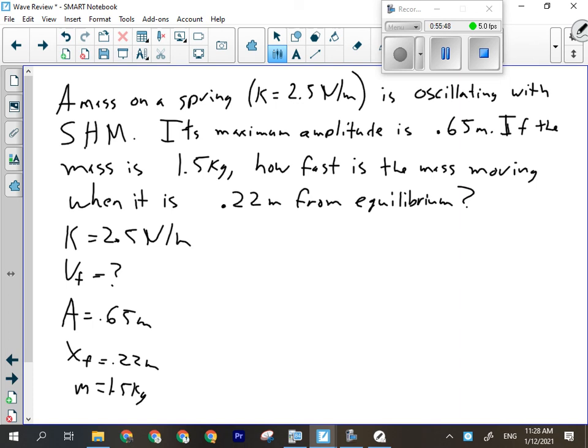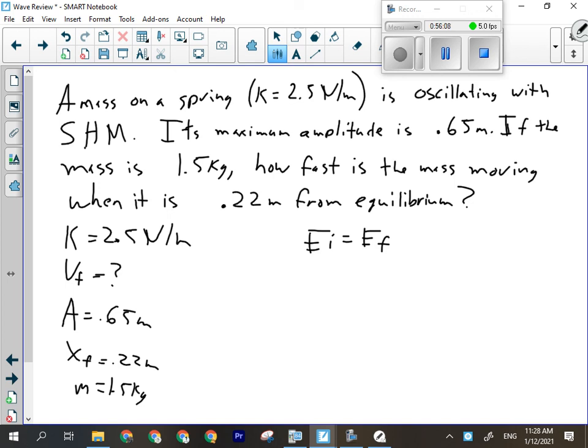Given that information, talking about two different points, the only way I can calculate the speed is by setting the mechanical energy of the two points I'm given equal to each other. My first point is going to be my maximum amplitude, where I only have what kind of energy? I only have potential energy.